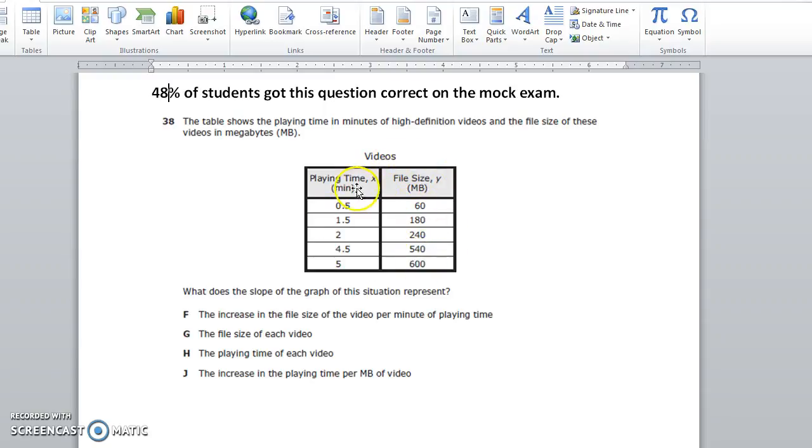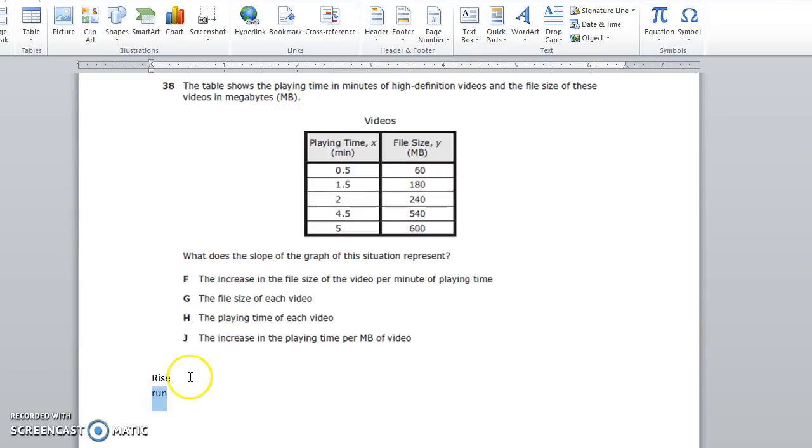In any table, even if they don't tell you that this is X and this is Y, the left side is always X, the right side is always Y. Alright, what does the slope of the graph in this situation represent? So slope is one of your terminology. When you see slope, you should be thinking rise over run. You should also be thinking of, when you think of rise, that's the change in your Y values, over, when you think of run, the change in your X values.